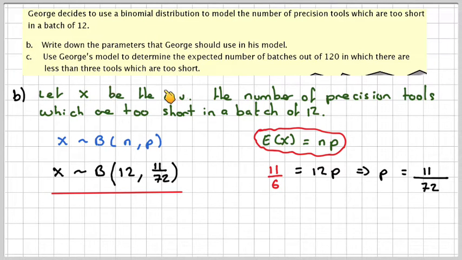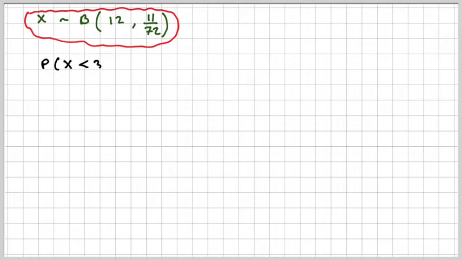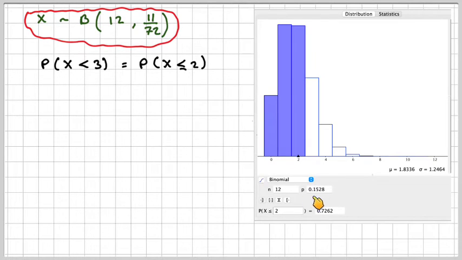C, use George's model to determine the expected number of batches out of 120 in which there are less than 3 tools which are too short. All right, taking the model, first of all, we need to calculate the probability of X being less than 3, which is the probability of X being less than or equal to 2. So either on your graphics calculator, and here I just use GeoGebra, you can calculate the value that's required for the distribution, and we're going to get 0.7262.